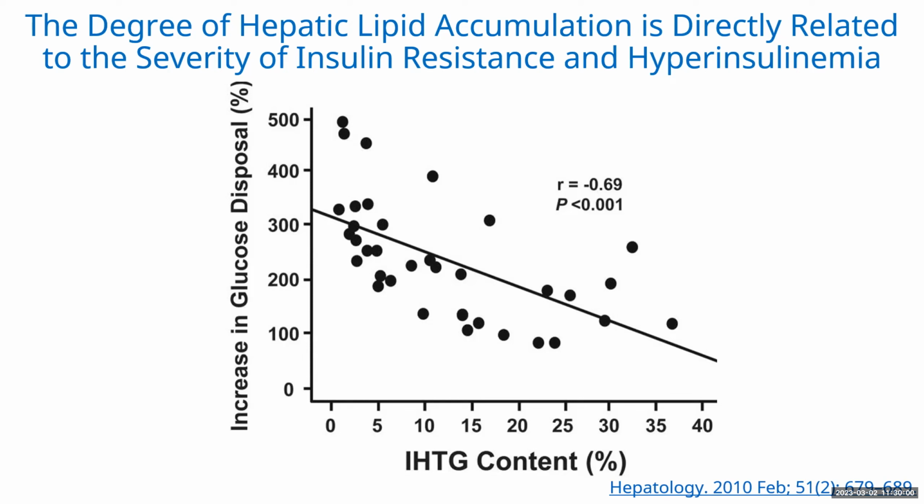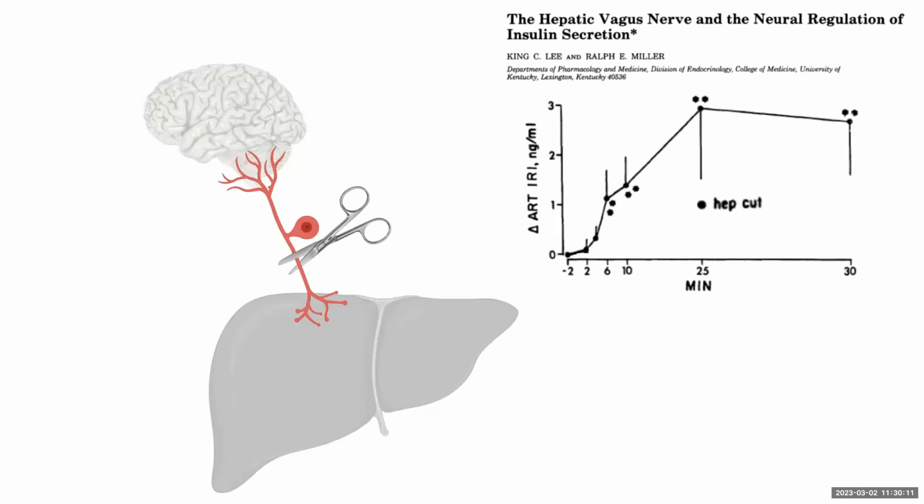But the question we were asking is, how does skeletal muscle, which is the place that takes up glucose, how does it know that the liver is fatty? So how is the liver communicating that? And so we know it is communicating it based on studies from the 70s and 80s.